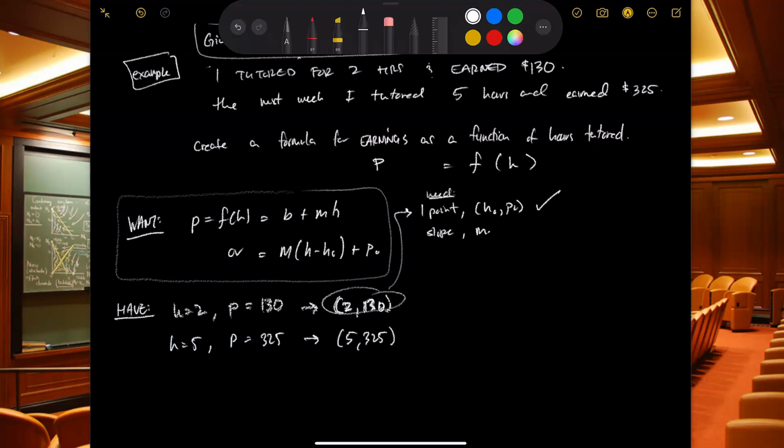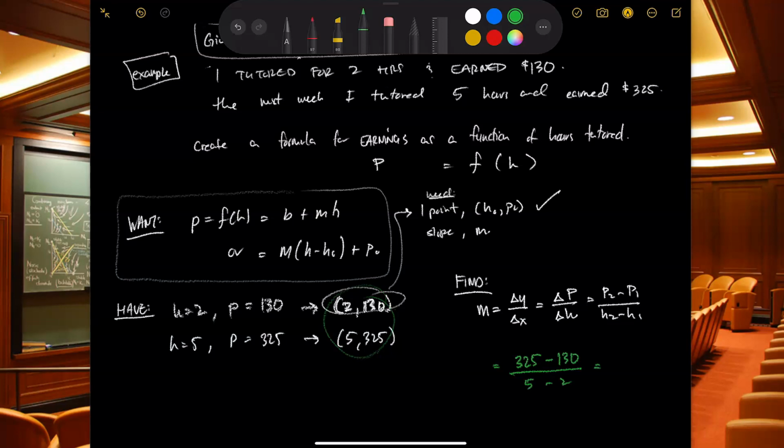So we need to find the slope. And so we've got to remember what that is. That's the change in y over the change in x. But here, that's the change in my payment over the change in the number of hours, which is P2 minus P1 over H2 minus H1. Well, that means I better have 2 points to find the slope between, and I do, right? So this is really then 325 minus 130, difference of my y values, all over 5 minus 2.